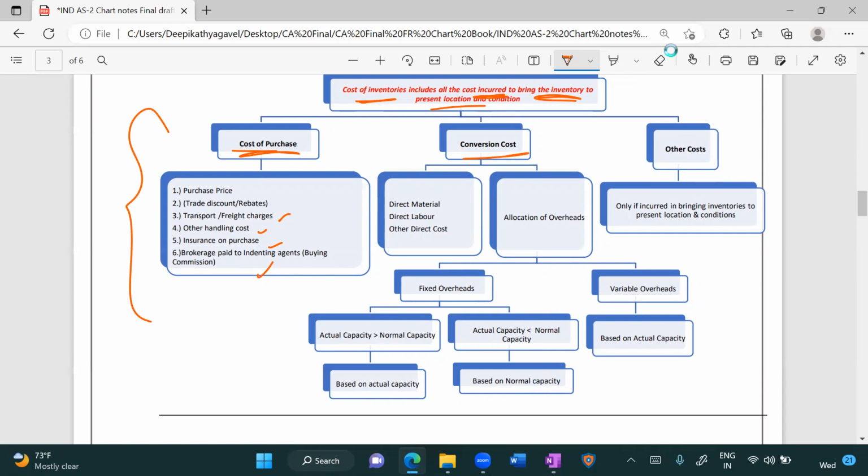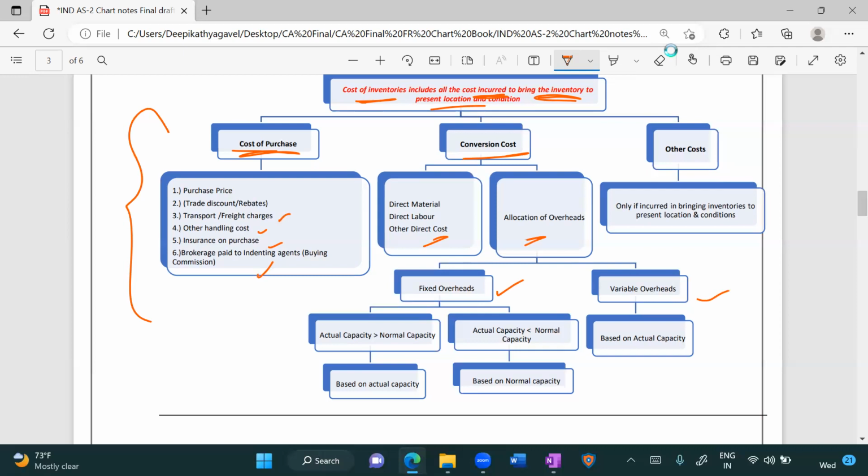And what all is included in that conversion cost? First comes the direct material, then the direct labor, and any other directly attributable cost will be included. And obviously then we have the overheads. The overheads will be fixed and variable, right?